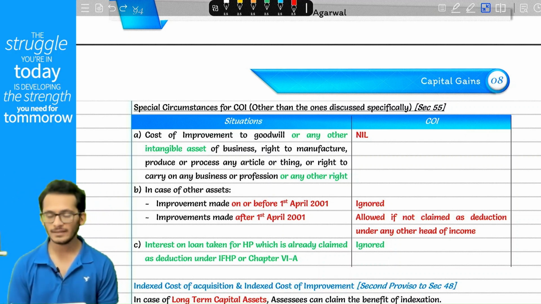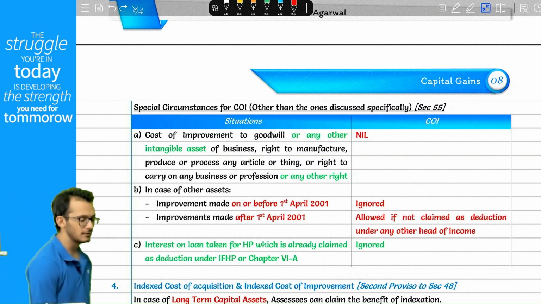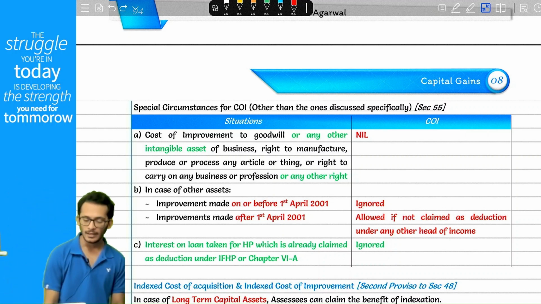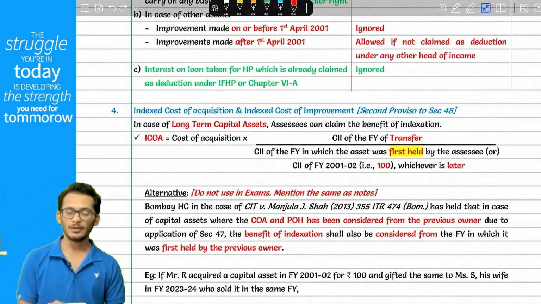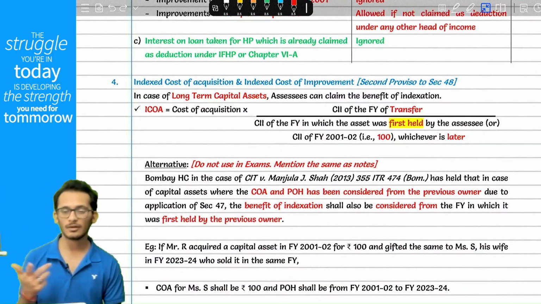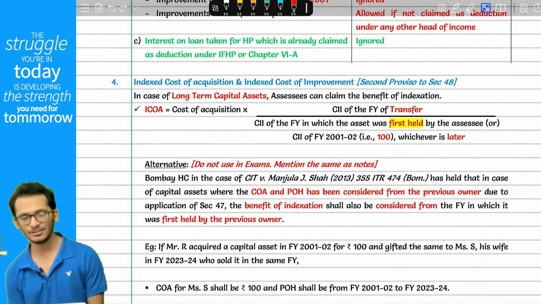Yes or no? Yes. This was your cost of acquisition and cost of improvement. Income tax says if you have these, and you are having a long-term asset, you can convert this cost of acquisition and cost of improvement into indexed cost with an indexation benefit.